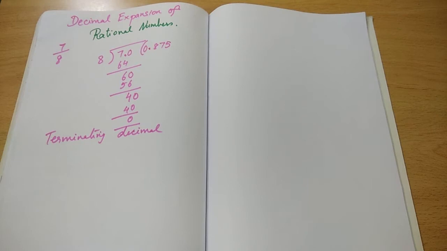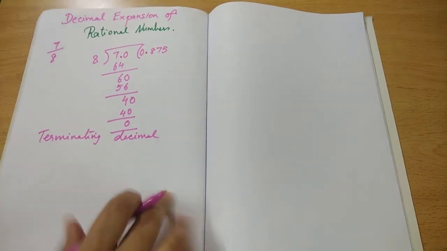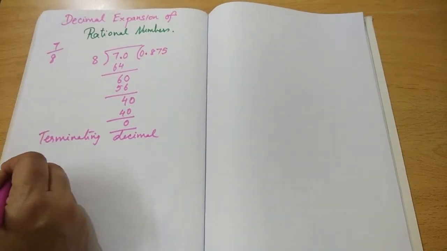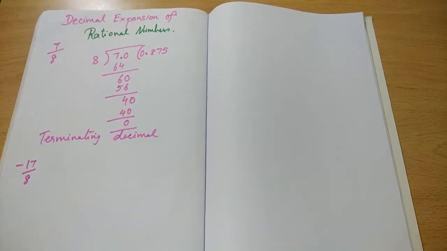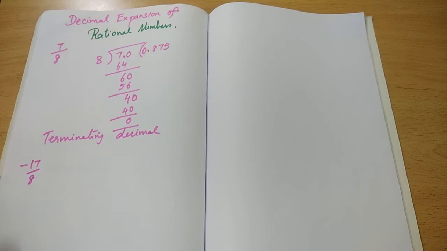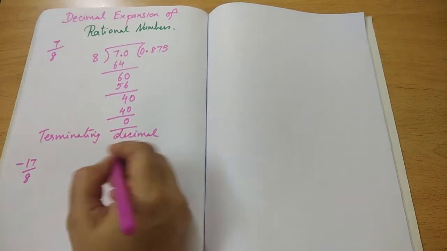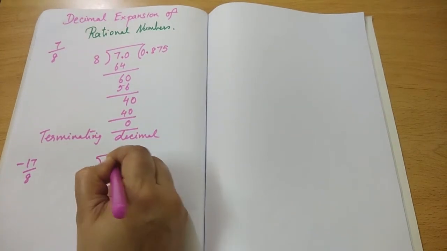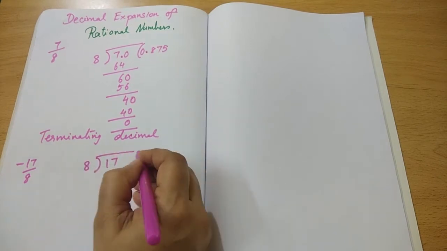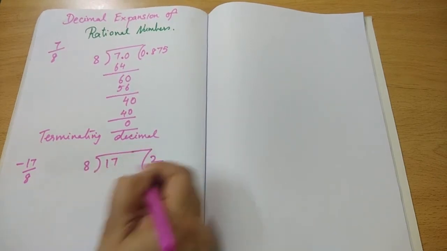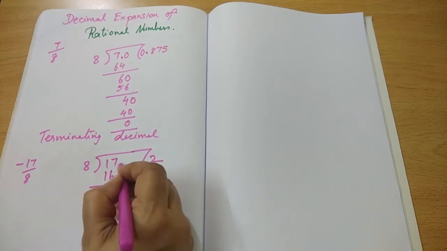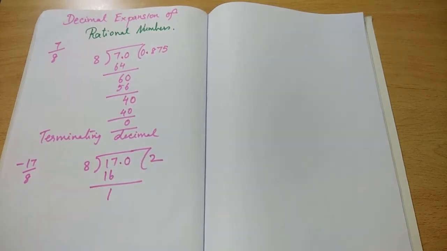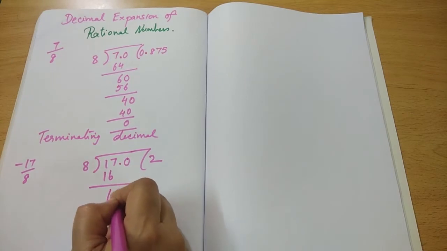Now, one more example to understand decimal expansion. Minus 17 by 8. Let us try dividing this. Minus 17 by 8, keep the negative sign. Let us divide 17 by 8. 8 2s are 16, 1. Of course, when you divide, you place a decimal here.